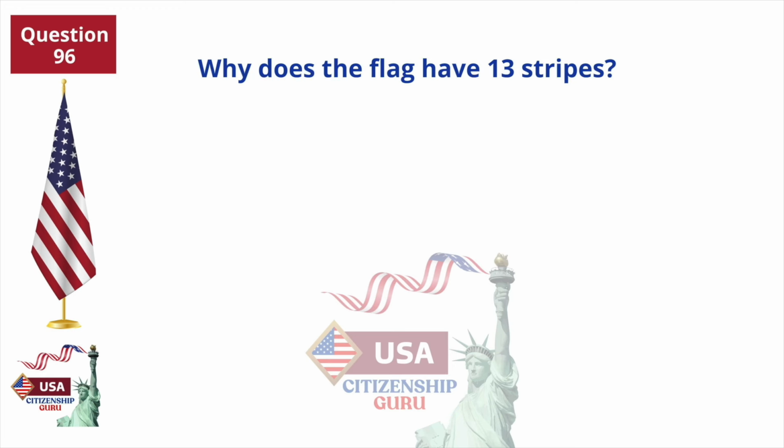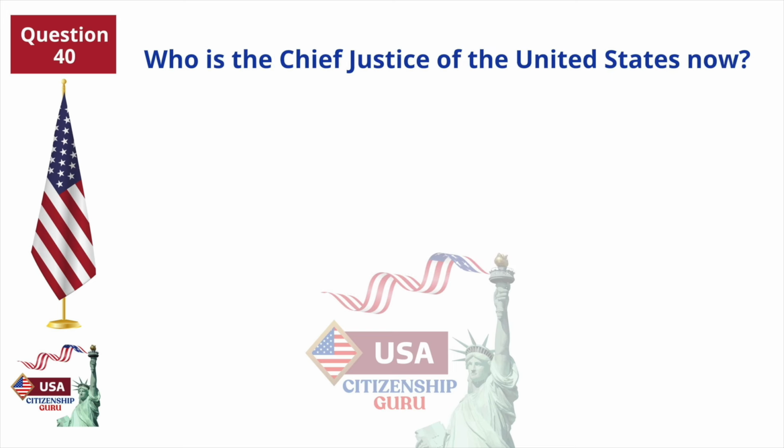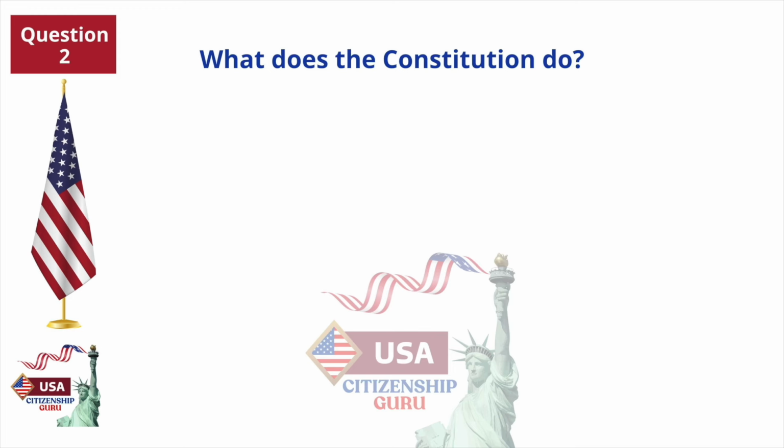Why does the flag have 13 stripes? Because there were 13 original colonies. Who is the Chief Justice of the United States now? John Roberts. What does the Constitution do? Sets up the government.